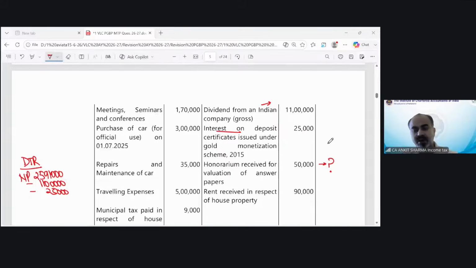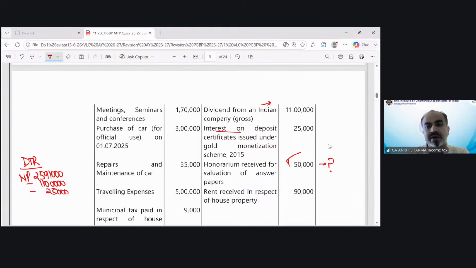Garv is saying income from other sources. Absolutely correct. Well done. Rent receipt, of course, is part of house property. So this is also going to be reduced, and 50,000 is also going to be the reduction from business income.